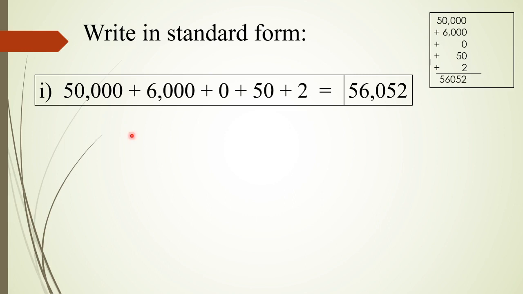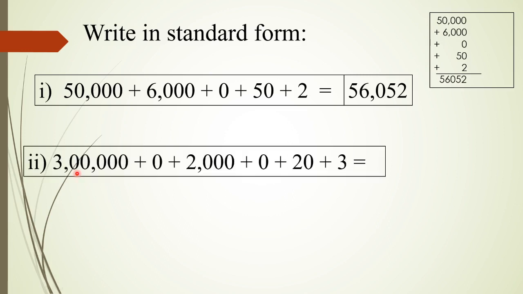Now let's move on to the next example. I think 3 lakh is there, plus 0, plus 2000, plus 20, plus 3. If you add all these numbers, you will get this number, that is 3,02,023. This is the correct standard form of this expanded form. This type of question may be asked in your examination. Write the standard form of this expanded form of number.